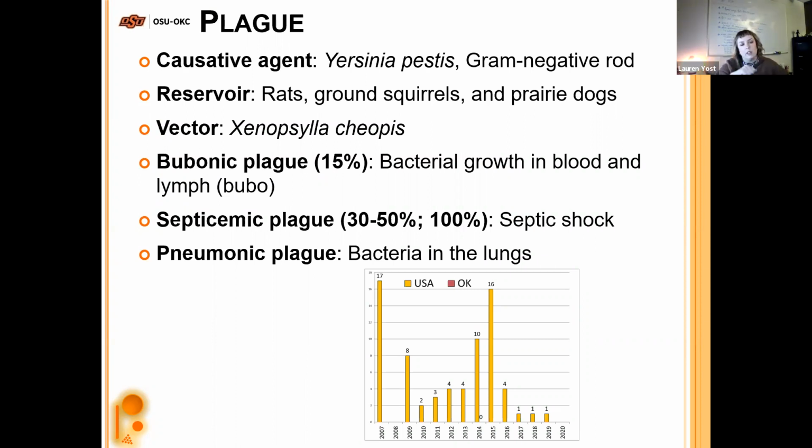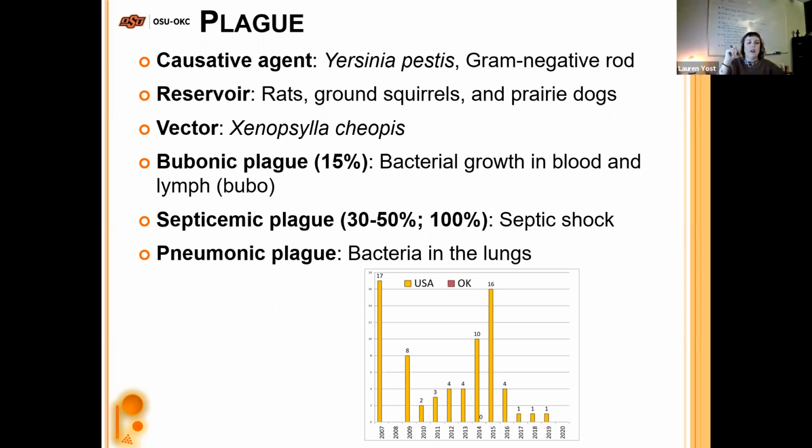Its reservoir is in rats, ground squirrels, and prairie dogs, rodent-type mammals. And the vector is Xenopsylla cheopis, that is fleas. So fleas will bite the rats that have Yersinia pestis. The flea is now carrying blood from rats that have Yersinia pestis in them, and then they can go bite a human and pass that on to people.